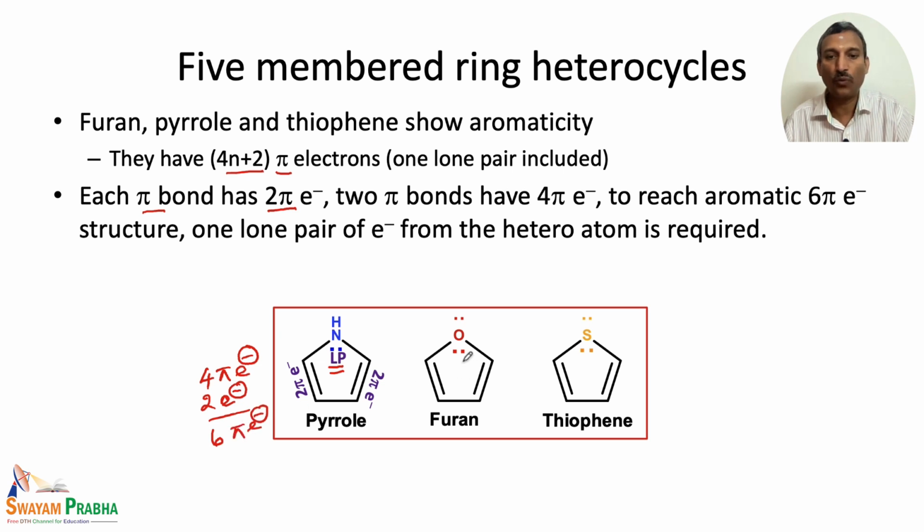Similarly, when we talk about furan, furan has two lone pairs. One of the lone pairs participates in the pi electron cloud formation. Similarly, in the case of sulfur also, one of the lone pairs participates in the pi electron cloud formation. So, in total we get 6 pi electrons, and in furan also we get 6 pi electrons. This is the second criterion. That means all these compounds have 4n plus 2 pi electrons. They obey Huckel's rule.